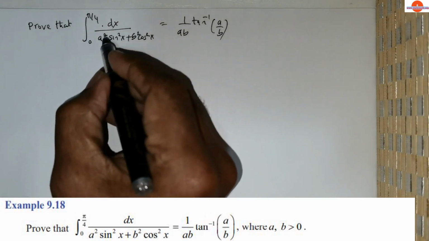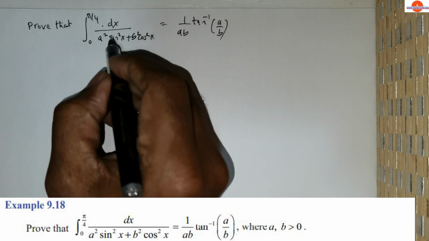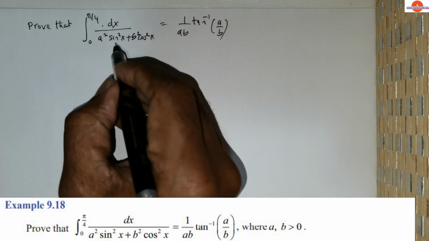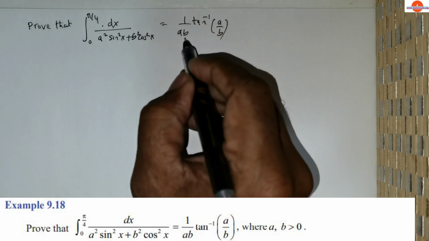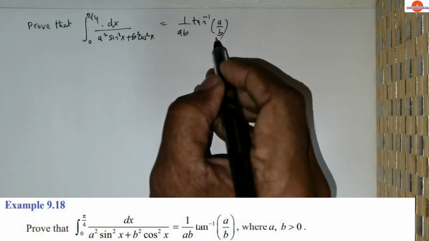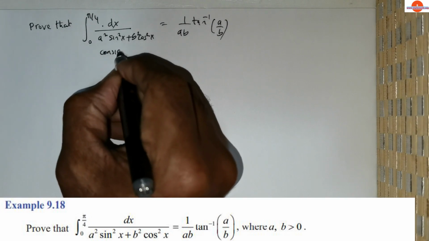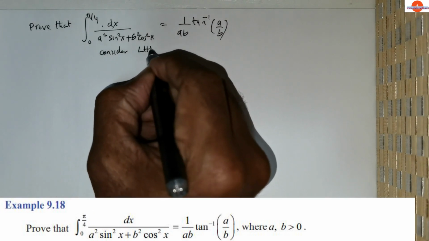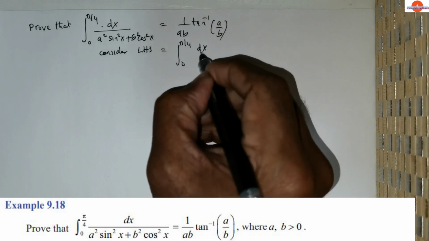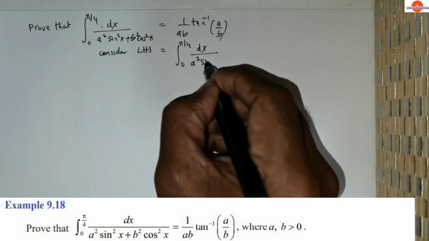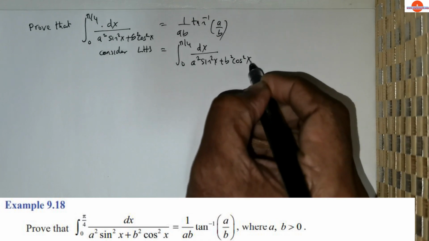Students, we are given this question. Prove that the integral from 0 to pi over 4 of dx divided by a squared sine squared x plus b squared cos squared x is equal to 1 over ab tan inverse of a divided by b. So foremost, consider the left hand side, which is the integral from 0 to pi over 4 of dx divided by a squared sine squared x plus b squared cos squared x.